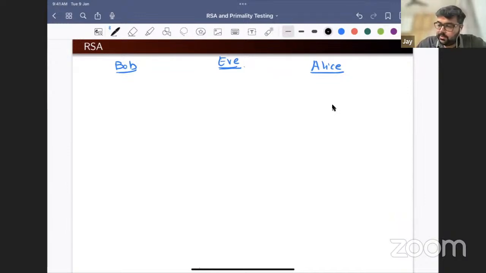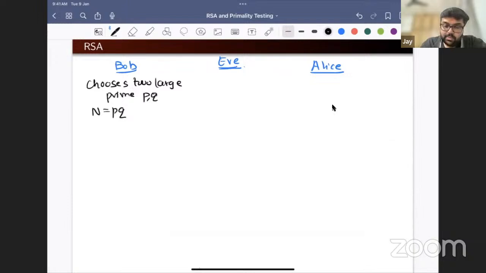So what is RSA? Suppose Bob wants to receive the messages. So Alice wants to send a message. So Bob will first generate his public key. So what Bob does is Bob chooses two large primes P and Q, and then he computes.